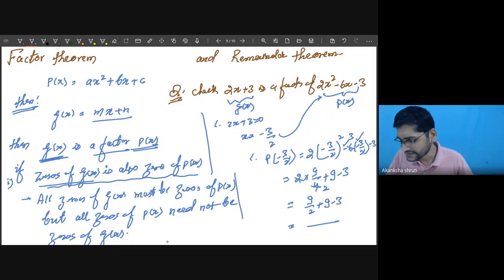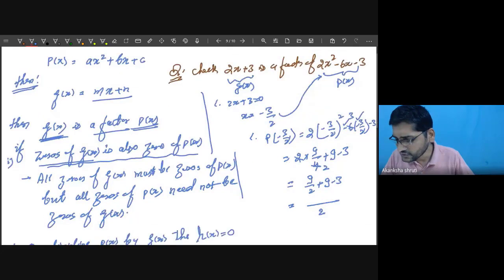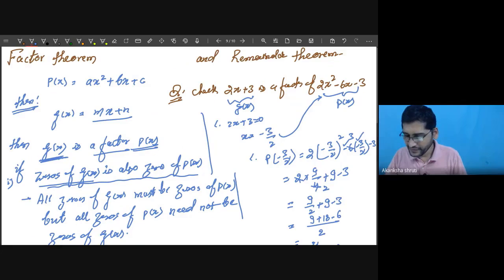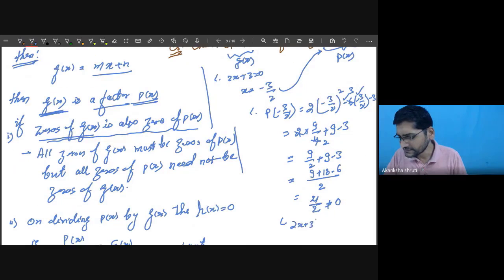Here we are getting, it is not coming as 0. So it is 9 plus 9 2s are 18, minus 3 2s are 6. You can cancel it, or you may simplify it. First 9 minus 3 is 6, so 6 into 2 is 12. You may simplify like that. So 12 plus 9 is 21 by 2. Or just add and subtract. So here we are getting this is not equal to 0. Therefore, 2x plus 3 is not a factor.